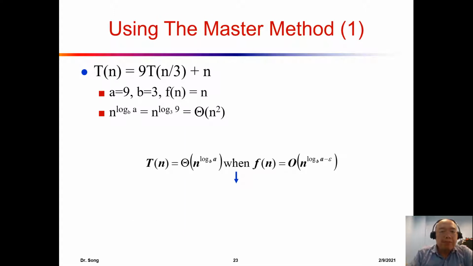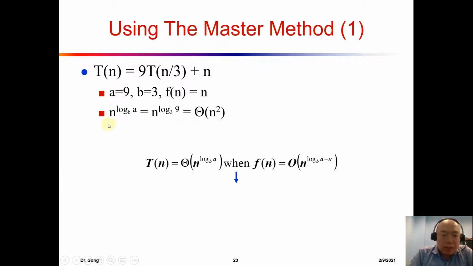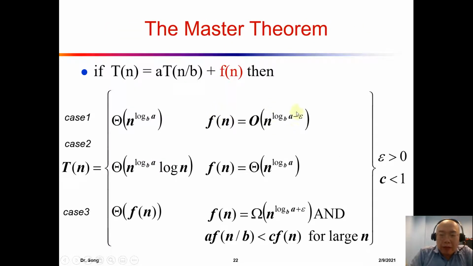Number 1, we have T(n) = 9T(n/3) + n. Okay, so how do we figure out what case that is? First, we want to grab a, b, and f(n). So a is 9, b is 3, and f(n) is n. So what's next? How about we grab this part, n to the log base b of a. So what is n to the log base b of a? log base 3 of 9 will give you 2, so n to the log base b of a is n squared. And for f(n), we have n.